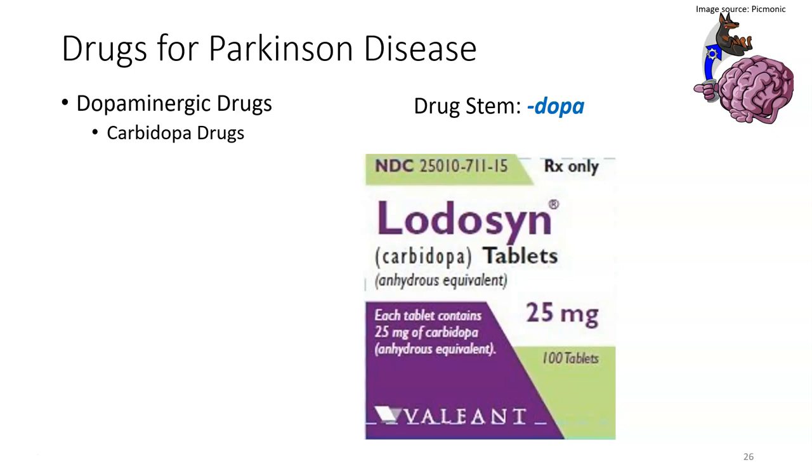number of them. Carbidopa is a dopaminergic drug. It's not taken by itself, but it does come as a standalone medication, but it will be coupled with levodopa. Carbidopa allows the body to metabolize levodopa into the active dopamine. Levodopa can't do it on its own. But dopaminergic drugs, many of them will have the drug stem of dopa. So here we have carbidopa. It's got dopa. Lodosyn is a brand name for carbidopa.